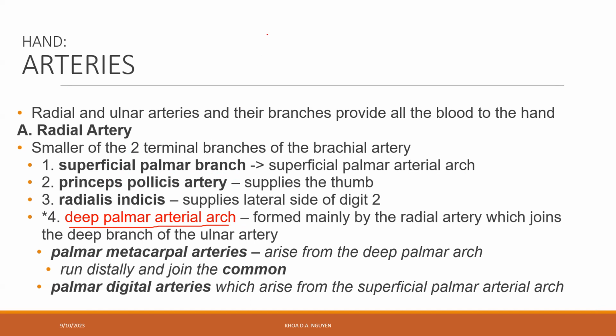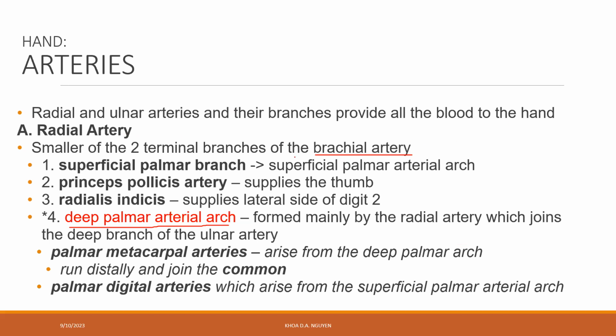But now let us go through each of these arteries, the radial artery and the ulnar artery, and we will see what would happen. Okay, so now the radial artery is the smaller of the two terminal branches of the brachial artery. Okay, and the brachial artery will divide into the radial artery and the ulnar artery, where the head of the radius is, way up in the proximal forearm. Okay, very, very way up.